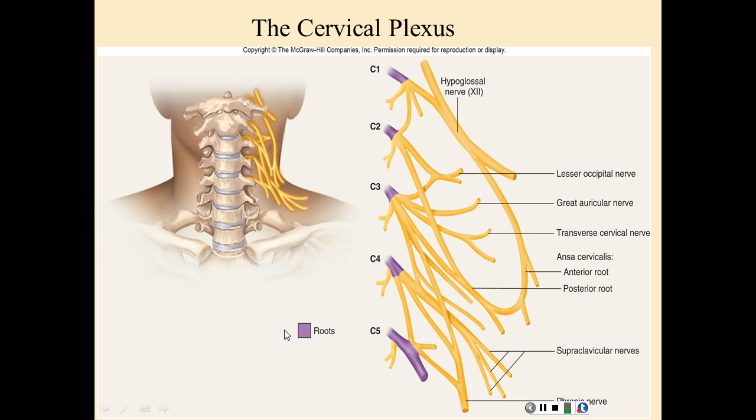So the purple color here shows that this is indicating the root. It should be located in those areas right here that you cannot see. Then they start to branch off. Alright, so this diagram can be found on page 495.